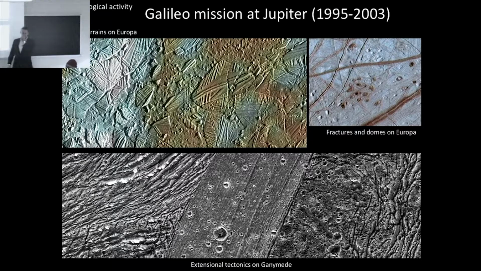There are also other signs like fractures and domes that show a lot of tectonism going on in Europa. This is an image of the surface of Ganymede, and you can clearly see signs of extensional terrain. So there is tectonism on Ganymede.